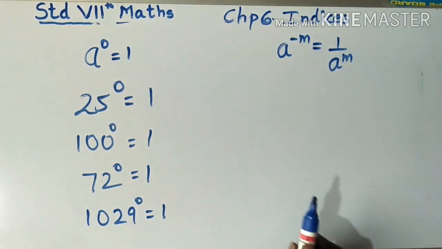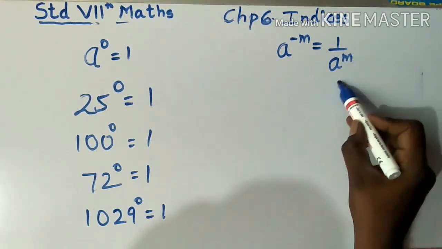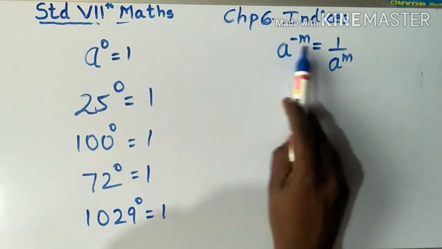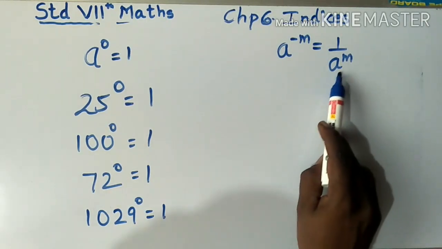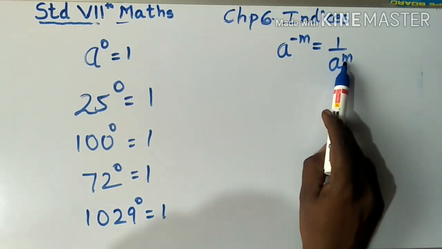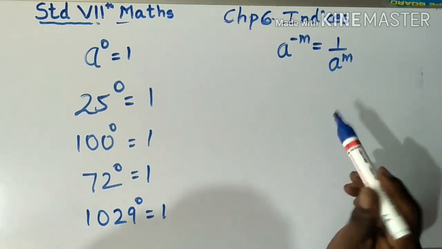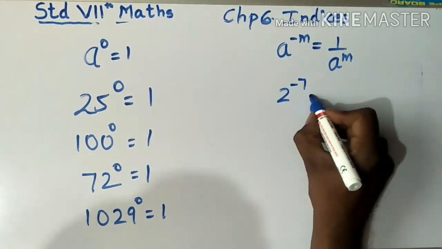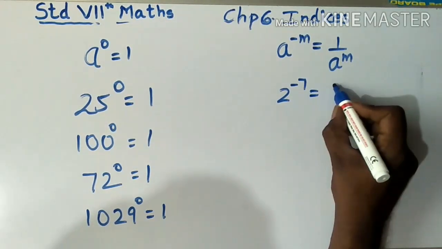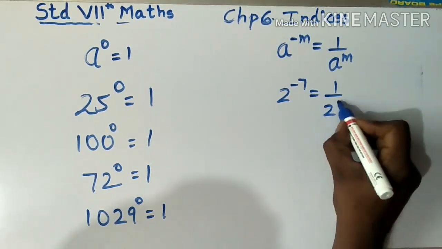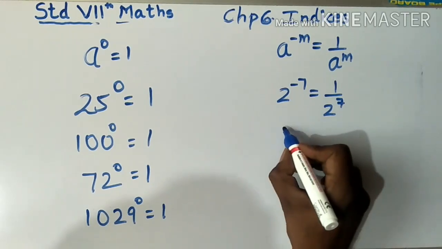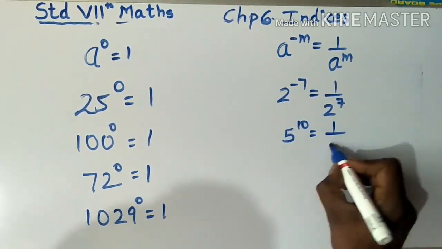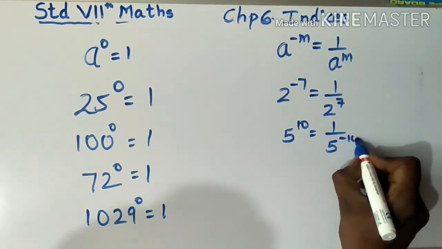Next, a raised to minus m is equal to 1 upon a raised to m. You see here the index is negative, but in 1 upon a raised to m the index is positive. For example, we write 2 raised to minus 7. So what will it be? 1 upon 2 raised to 7. If it is 5 raised to minus 10, it will be 1 upon 5 raised to 10.